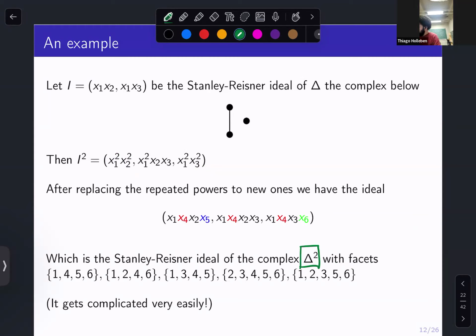So in this case, the facets, so the maximal faces of this complex, would be 1, 4, 5, 6, 1, 2, 4, 6, and so on. And the minimal non-faces would be 1, 4, 5, 1, 4, 2, 5, 1, 4, 2, 3, and 1, 4, 3, 6. Okay, so we start from a simplicial complex.